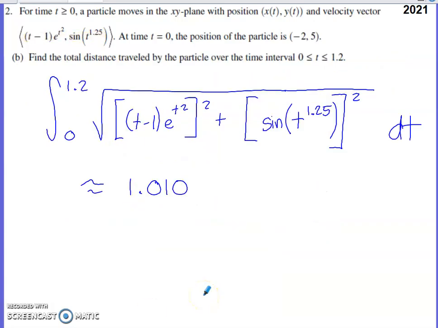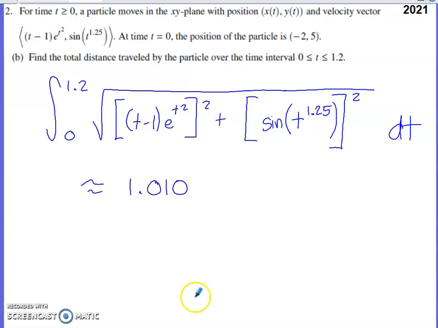Now we're asked to find the total distance traveled over the interval from 0 to 1.2. So the way that you're going to determine total distance traveled is you're going to do the integral of speed. You do that with motion along a line. You also do that with motion along a curve. I guess in this case, this is also the curve length calculation for this set of parametric equations.